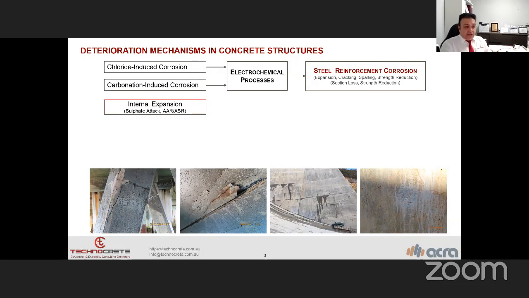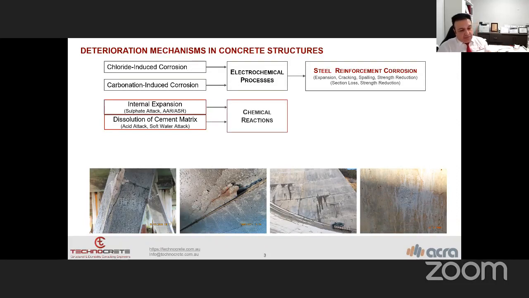We can have internal expansion, like sulfate attack and AAR or ASR. They cause the internal expansion of the concrete material. Or dissolution of the cement matrix. We can see this in the acid attack environment or soft water attack. Both of them are categorized as chemical reactions or chemical attacks.